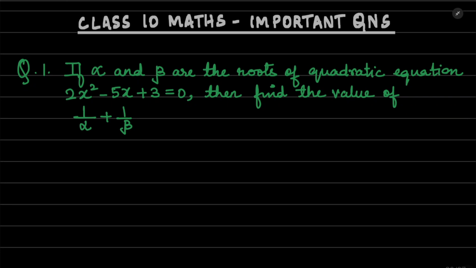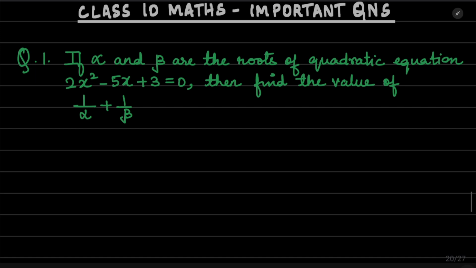So in today's video, let us solve some more important questions from your previous year's question paper. The first question for the day is from quadratic equation. You are given if alpha and beta are the roots of quadratic equation 2x square minus 5x plus 3 equal to 0, you have to find the value of 1 by alpha plus 1 by beta. So you are given alpha and beta are the roots.